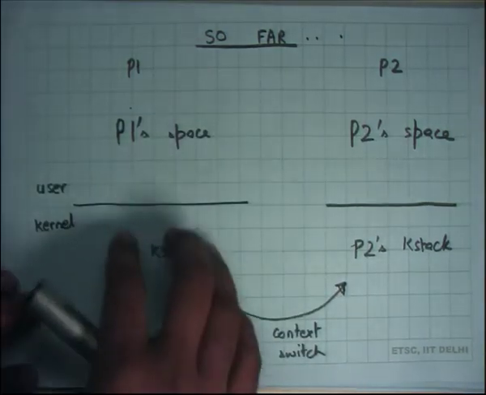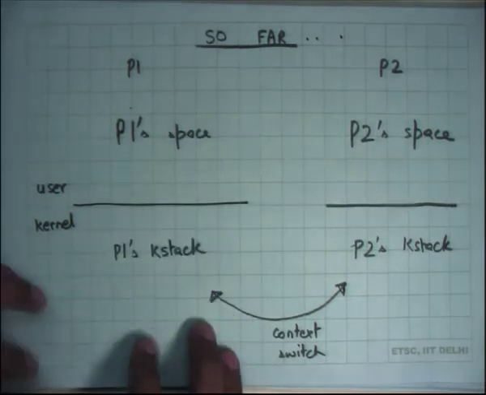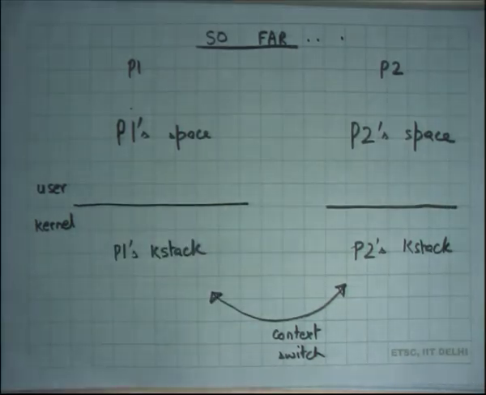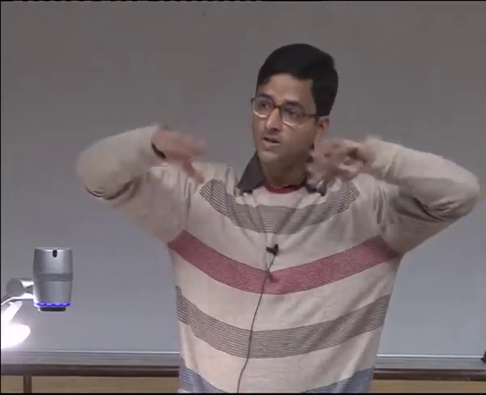So the K stack contains not just the information of what was happening in the kernel, but also what was happening in the user space at the time when the process entered the kernel. So it contains all this information. When you switch to a new process, you can resume execution from where it was in the kernel space. And the stack also has enough information so that if you want to return to the user space, you will resume at exactly the same point from where you entered from user space to kernel space.